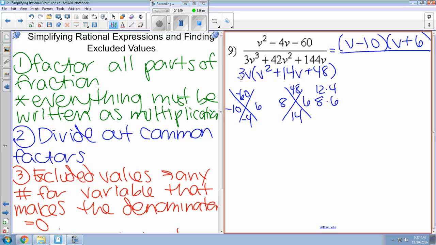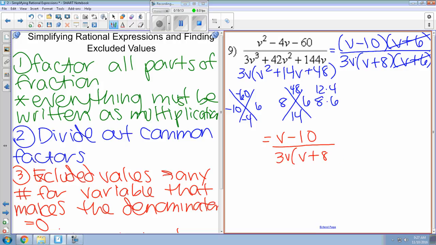I'm going to go ahead and write it all together. I need the 3v in front. Then I have v plus 8 and v plus 6. Looking for common factors, I have one right there that I can cross off. And skip down a little bit so I have space. So I have v minus 10 on top. On bottom I have 3v times v plus 8.